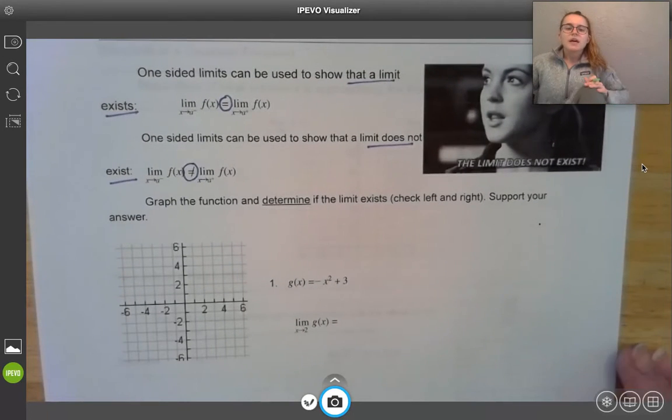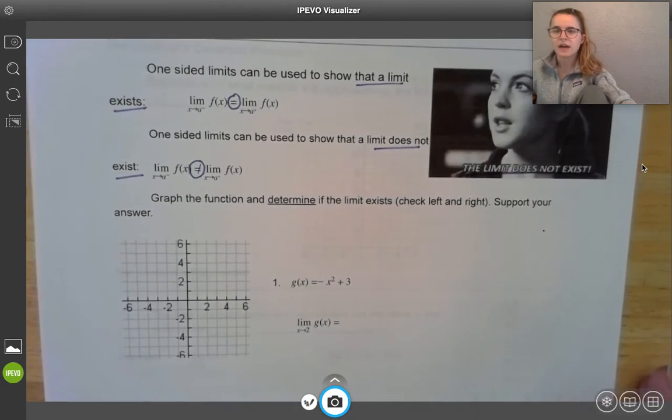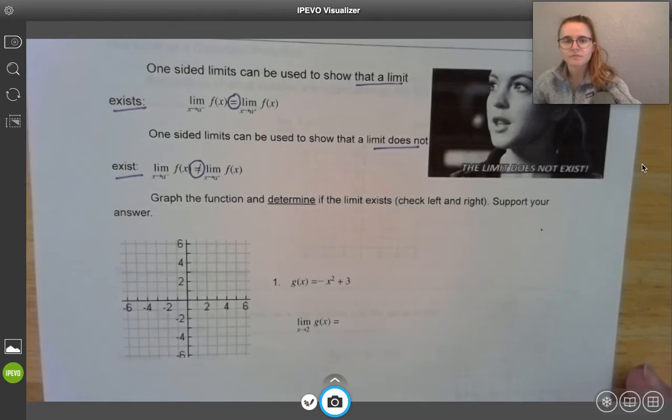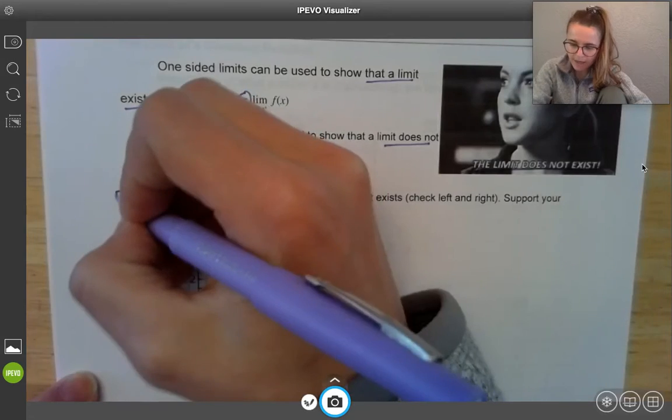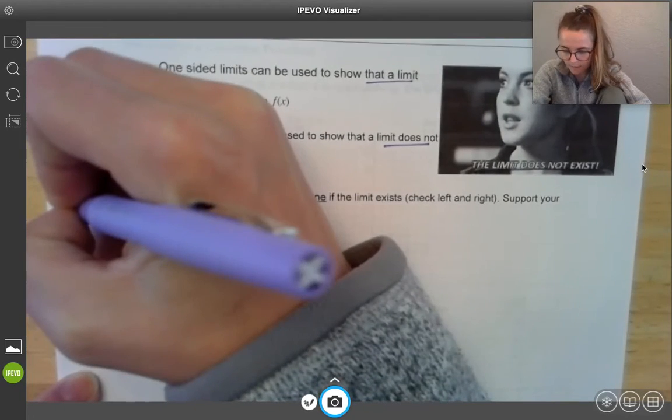Okay, just to reiterate, if they approach the same value from the left and from the right, then the limit exists. If they approach different values from the left and the right, then the limit does not exist. We're still doing this graphically, but we'll jump into some examples here. We want to make sure we're paying attention to directions.